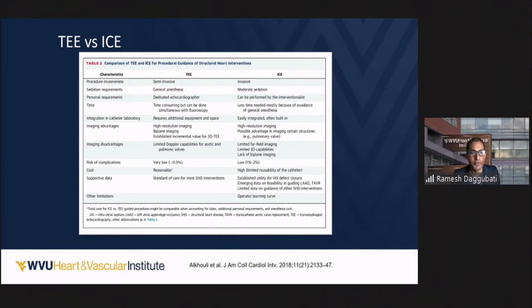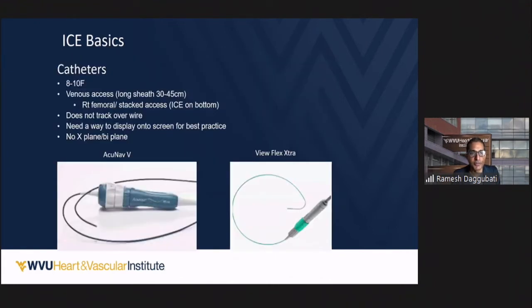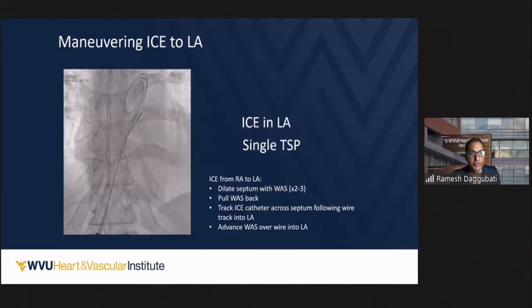And cost is going to be the biggest limitation in the United States or in India. But of the 2 basic ICE catheters, whether it is AccuNav or ViewFlex from Abbott, both can be used. And now 3D and 4D ICE catheters will be coming in. Philips is coming with a 3D ICE catheter as well.